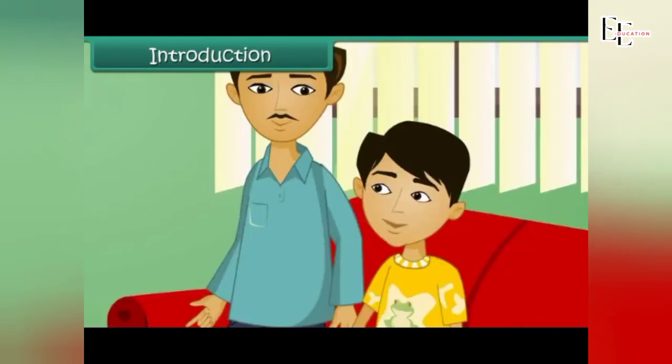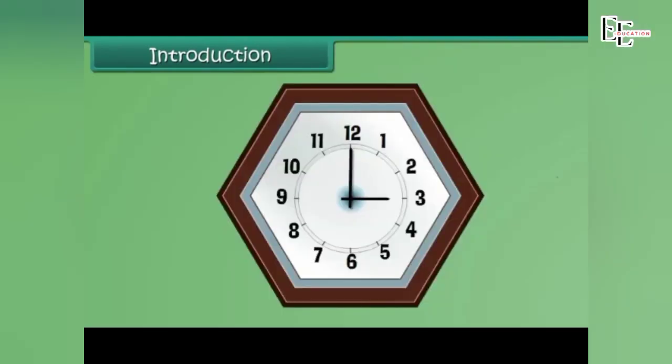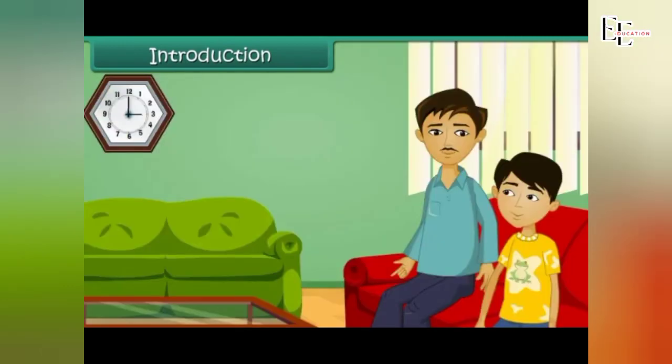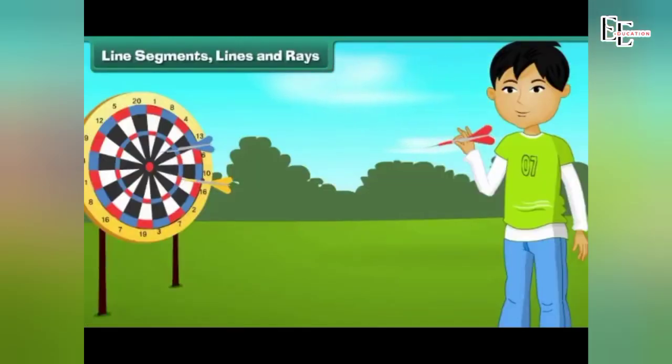Great! Can you also comment on the shape of the clock, Vijay? Sure. The clock had 6 sides and it's a hexagon. Wonderful, Vijay. You have learnt your geometry well. Children, in this lesson, you will learn the basics of geometry, line segments, lines, and rays.